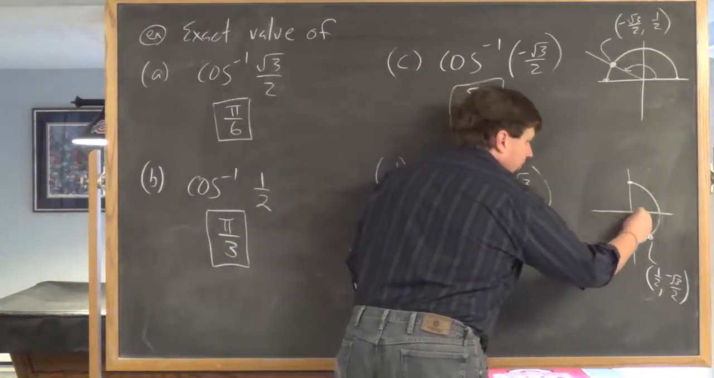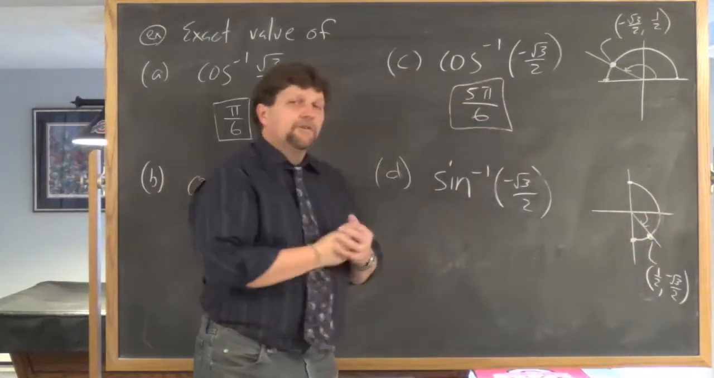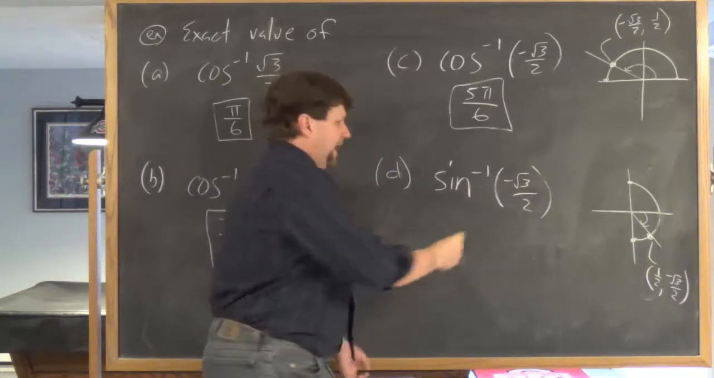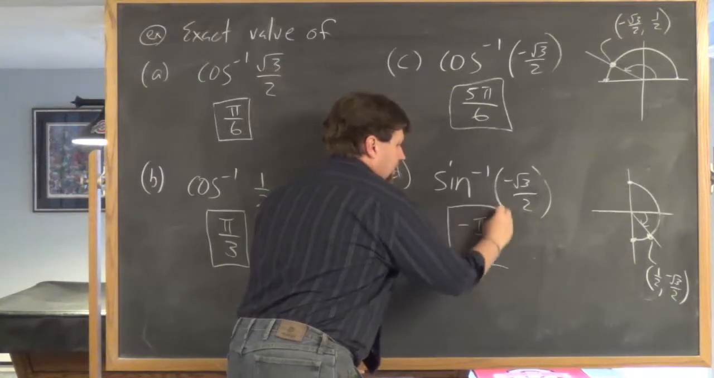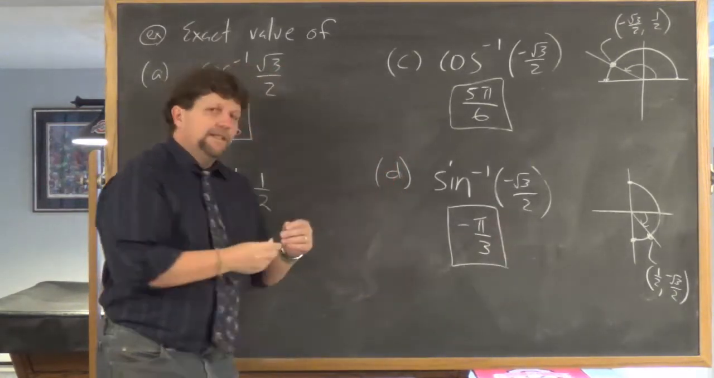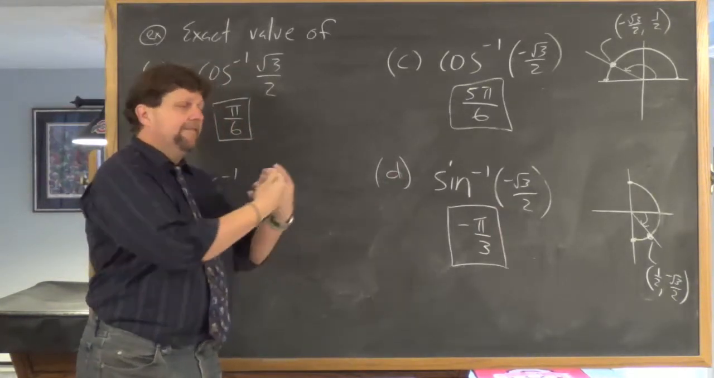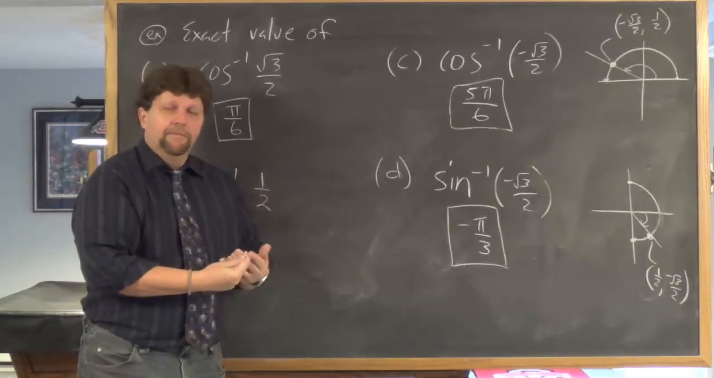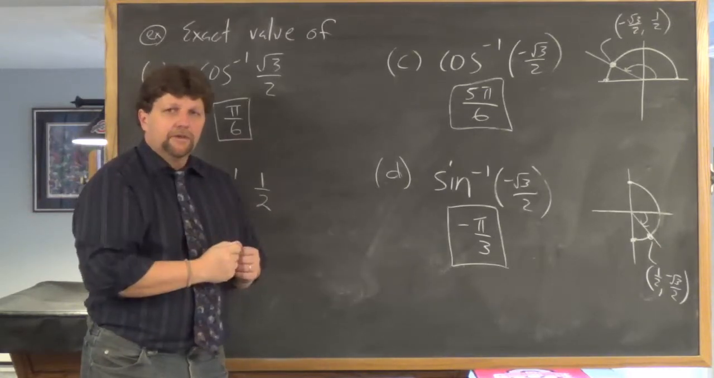This angle right here will be the answer to what inverse sine of negative square root 3 over 2 is. And that angle happens to measure negative pi over 3. So I thought I'd toss D in here, doing an inverse sine to keep us honest, to keep us remembering. Inverse sine finds an angle on the right half of the unit circle. Inverse cosine is finding an angle on the top half of the unit circle.